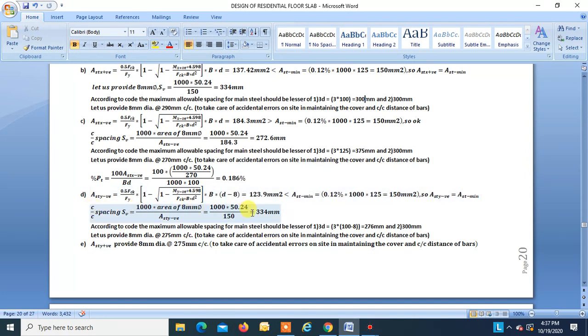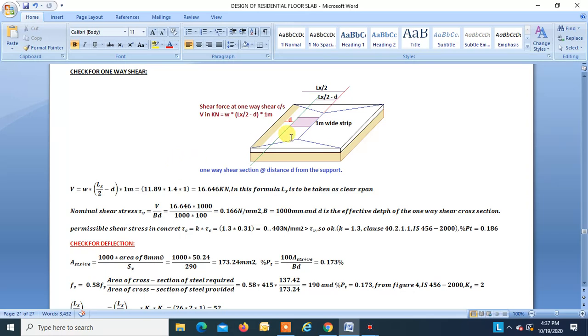The spacing is 334, but the spacing should be the lesser of these two. This is 276. This is D minus 8, this is our D dash actually. 3 into D dash, where D dash is D minus 8, is 276, or 300. The lesser of these two is 276. So we will provide 8 mm dia at 275 mm center to center. And similarly, ASTY positive, you also will provide 8 mm at 275 mm center to center, which is less than 276. Again, same procedure.